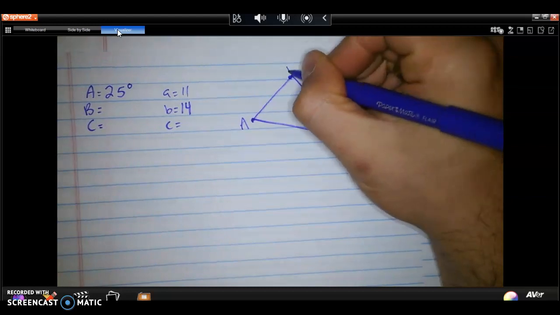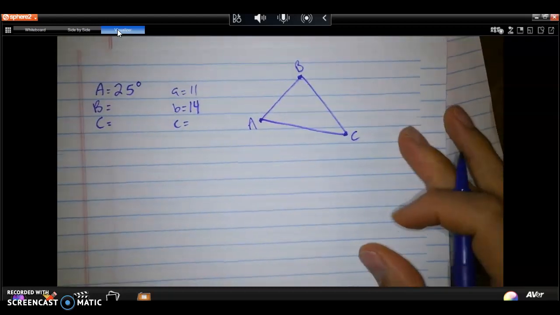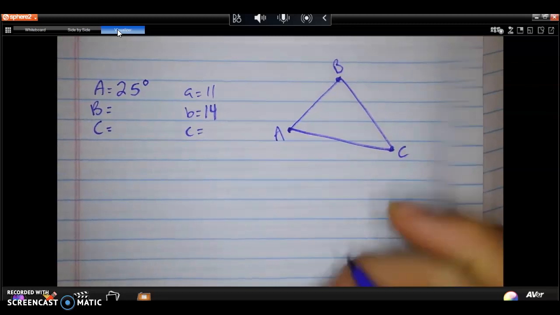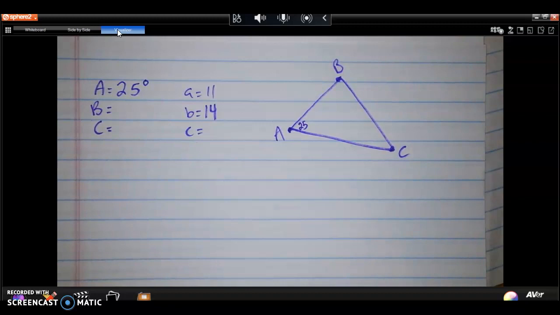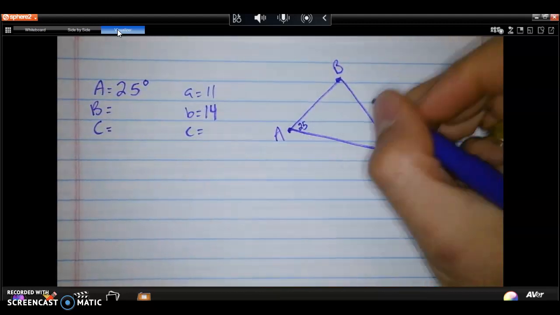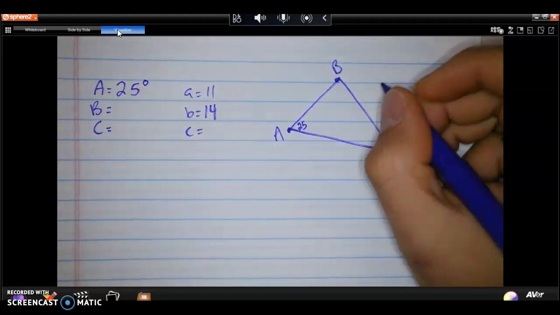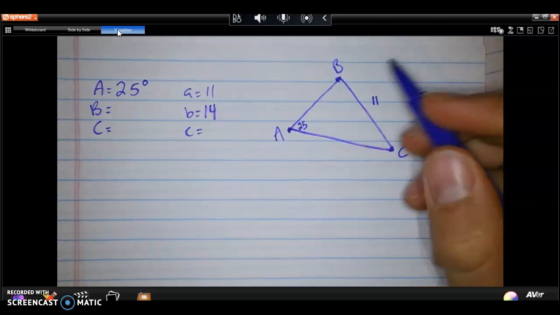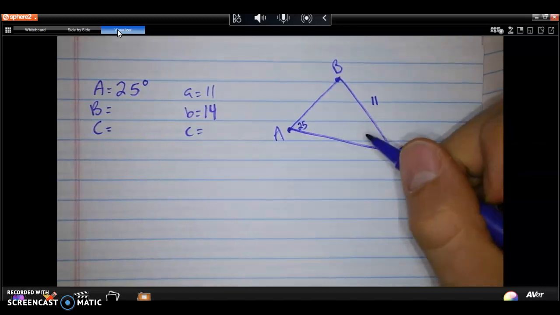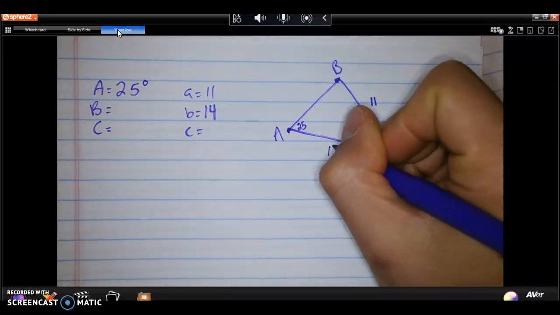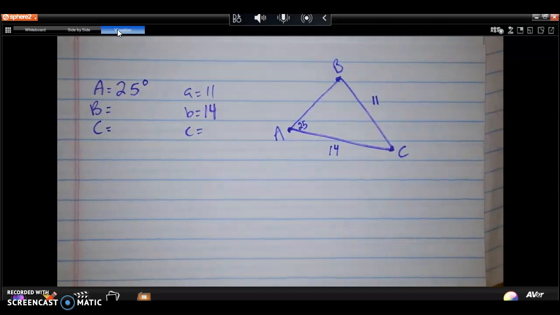So we have A, B, and C. Angle A, we have 25. Angle B, we don't know. I'm going to leave that blank. Angle C, we also do not know. We're going to leave it blank. Notice here we're given side a. Side a is the side across from A, so that's going to be 11, right? Across from A, little a. Little b, or lowercase b, is 14, so that's going to be across from B here. And then c, we don't know. I'm also going to be leaving it blank.